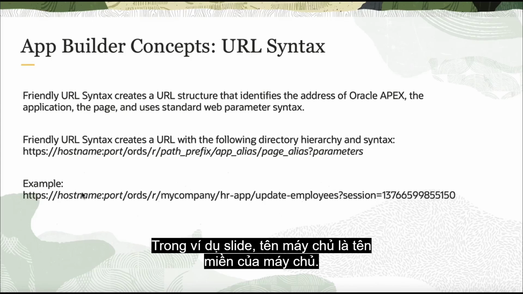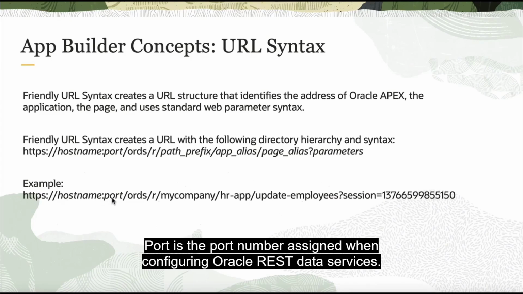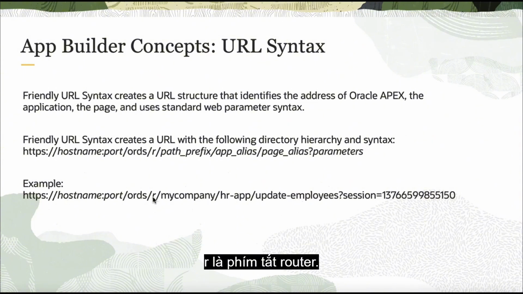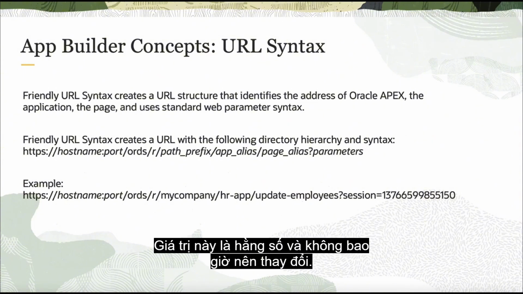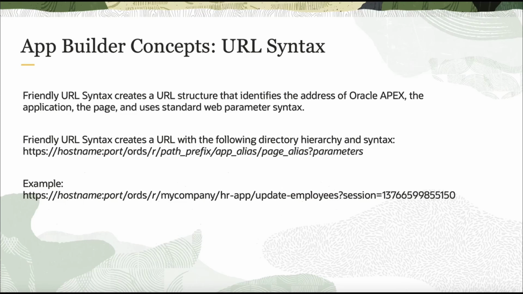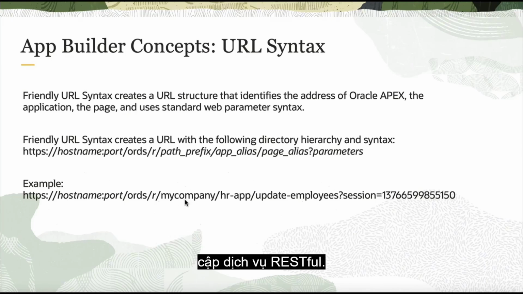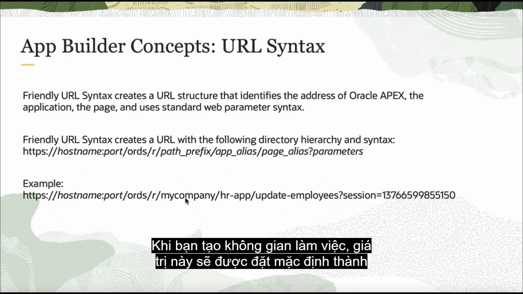In the slide example, hostname is the domain name of the server. Port is the port number assigned when configuring Oracle REST Data Services. ORDS is the service name defined when configuring Oracle REST Data Services. R is the router shortcut. This value is a constant and should never be changed. My company is the path prefix, which is a URI path prefix used to access RESTful services. When you create a workspace, this value defaults to the workspace name.